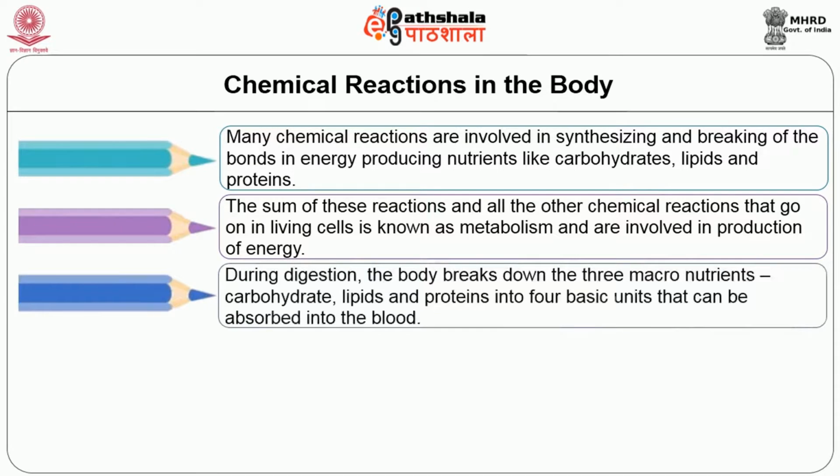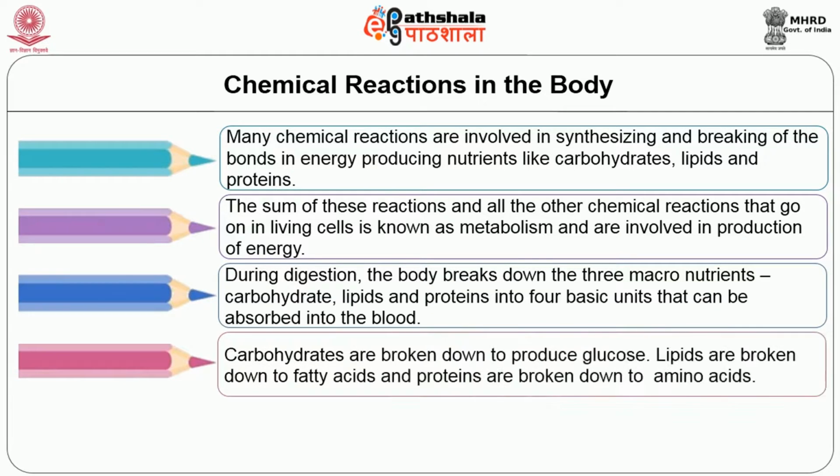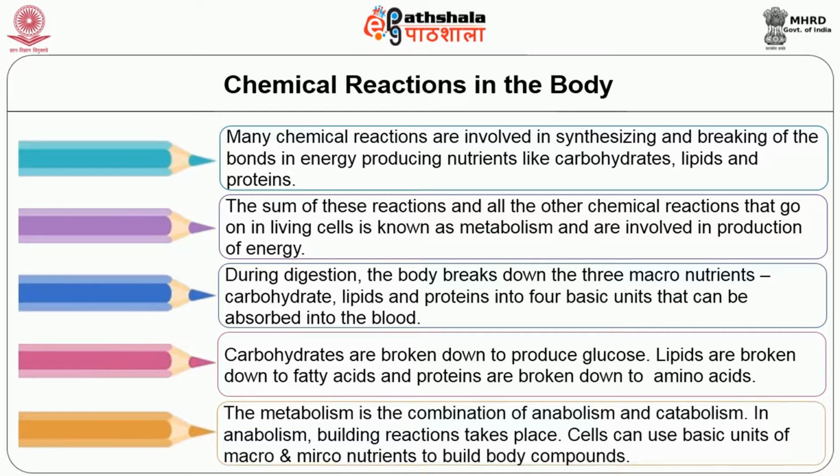During digestion, the body breaks down the three macronutrients, carbohydrates, lipids and protein, into four basic units that can be absorbed into the blood. Carbohydrates are broken down to produce glucose, lipids are broken down to produce fatty acids and glycerol, and protein is broken down to give amino acids. These nutrients are further metabolized to release energy and also used for synthesis of new compounds.